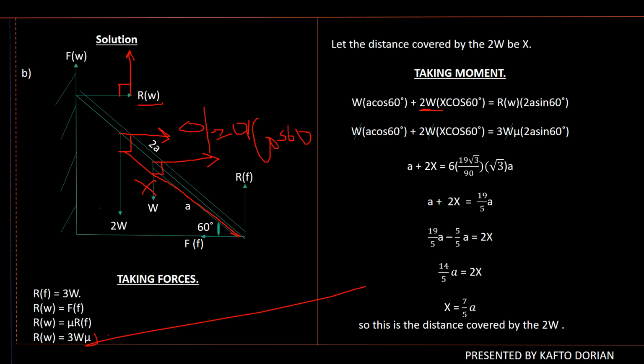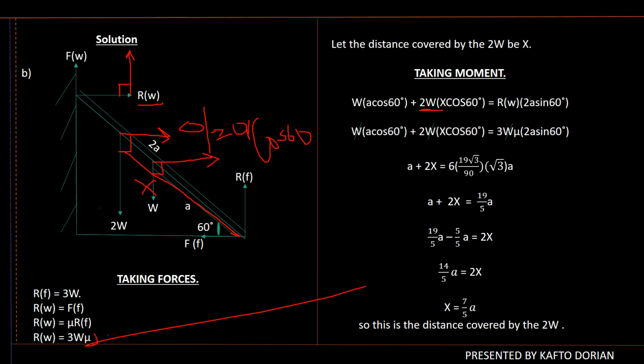So I'll remain here with A plus 2x equals 3 times 2, which is 6. Mu is the coefficient of friction between the ladder and the ground. I've already calculated the coefficient of friction between the ladder and the ground, so you just substitute it here. Then if you divide all by cos 60 degrees again, you have tan 60. Tan 60 is what? Root 3. Don't forget the A part. Simplify correctly, you have 19 on 5a.